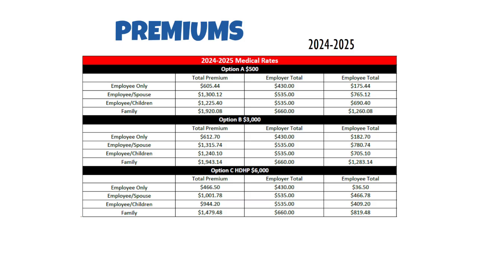So now let's go ahead and do some highlighting of this chart. So this is part of being able to read a chart and understand what on earth are all these numbers? Okay, let's figure it out. For the employee only, your total premium is $605.44. That is a month.